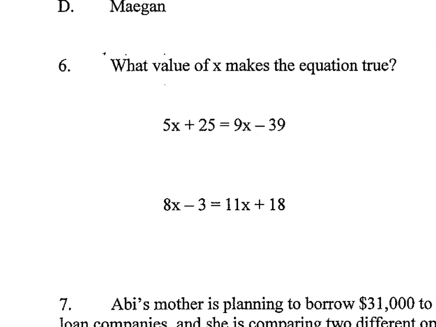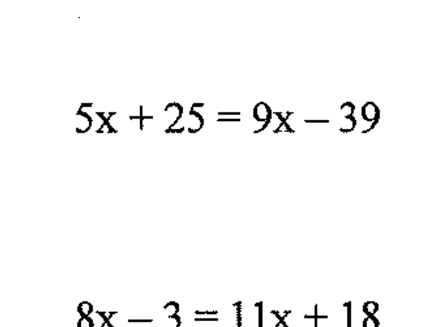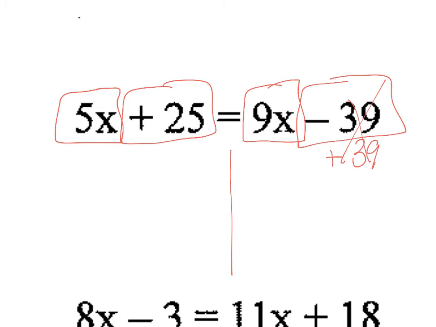Same thing on these. What value of x makes the equation true? That just means solve. So I'm going to box in every number, including the sign that comes right before it. And I want to move this -39. I'm going to add it. So add 39. Let's see. 25 plus 39 is 64, +64. I'm going to bring down everything else that I have.